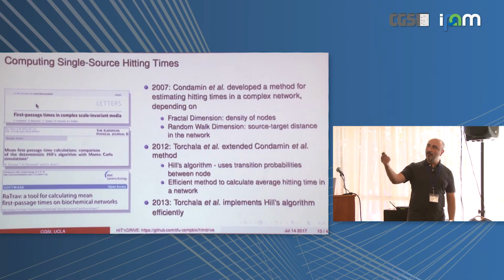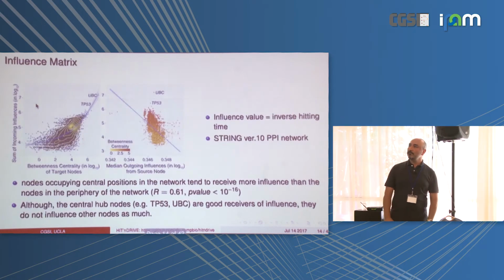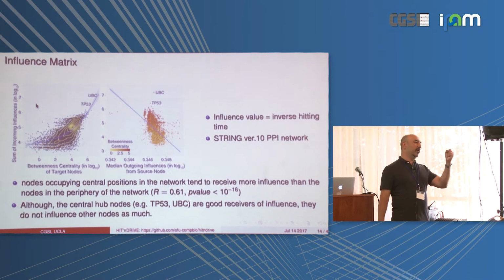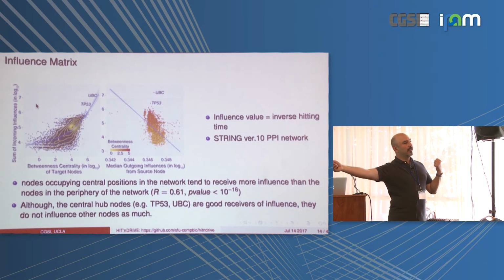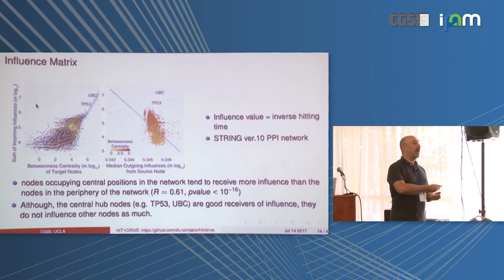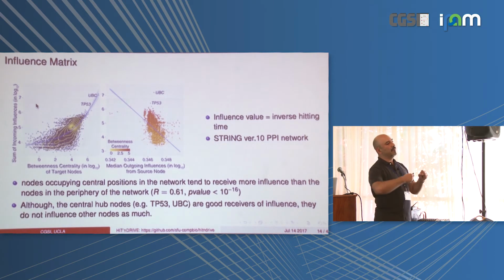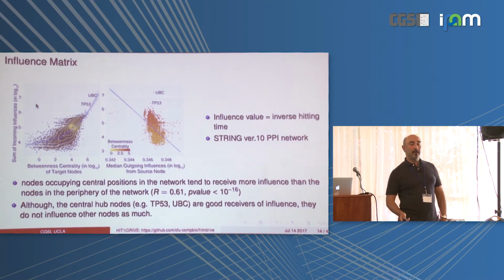So here is some work on single source hitting times. And this latest amalgamation is practical. It seems to work really well. So I will now define the influence of one node over another as the inverse hitting time. The more distant a destination node may be, the less influence the source node may have on it, right? If A is really far from B, its influence on B will be small. So the inverse hitting time will be the influence.